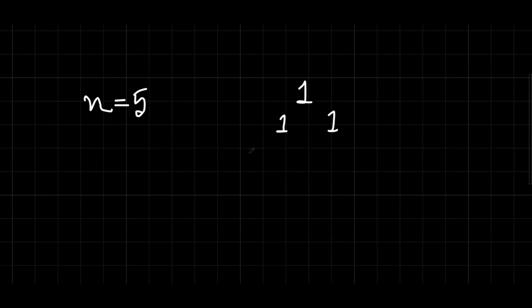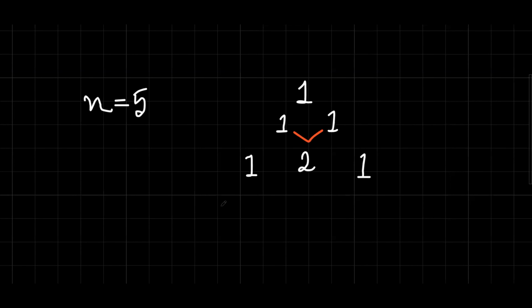Now for the third row, again we have to put 1 at the first position of the row and we have to put 1 at the last position of the row. But according to the definition, we have to sum these two values and we have to insert 2 here. So this is the third row.